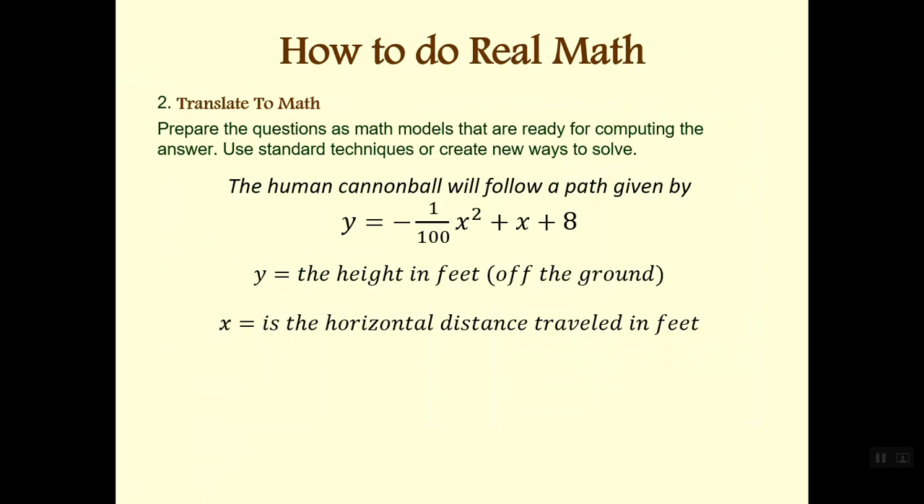So in this case, there's an equation that can be used to describe the path that he will follow. It's called a quadratic equation. This is something that we're going to do in algebra, and that actually models the path that a person would take if they were shot out of a cannon.